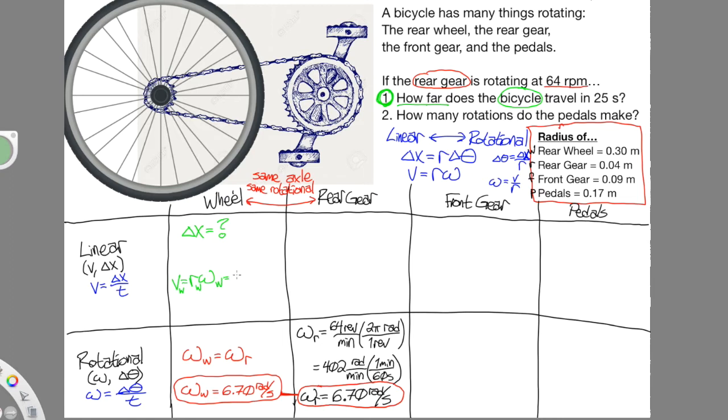So the radius of the wheel was given to us as 0.3 meters. And the angular velocity of the wheel we know is 6.7 radians per second from down here, because it's the same as the rear gear. So that means the velocity of the wheel, or the linear speed of the wheel, is those two things multiplied together, or 2.01 meters per second.